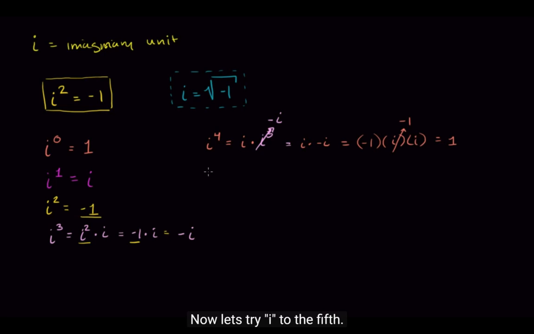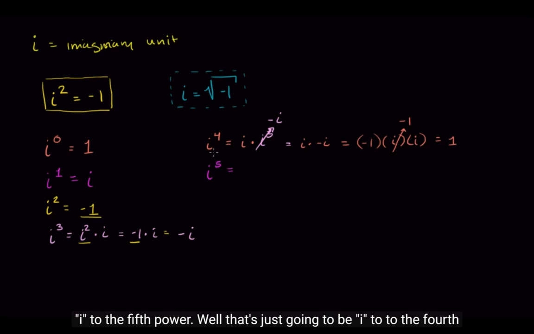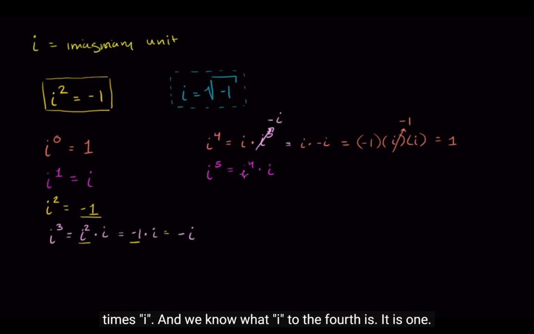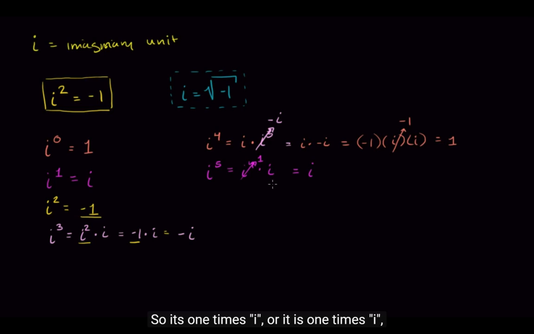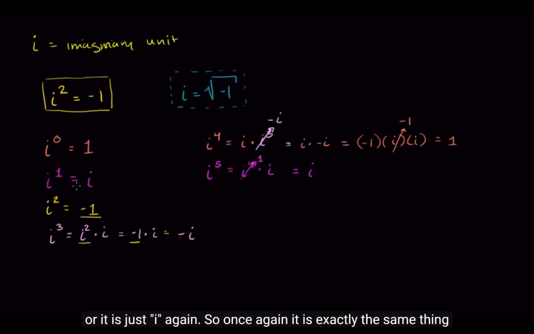Now let's try i to the 5th power. Well, that's just going to be i to the 4th times i. And we know what i to the 4th is. It is 1. So it's 1 times i, or it is just i again. And so once again, it is exactly the same thing as i to the 1st power.